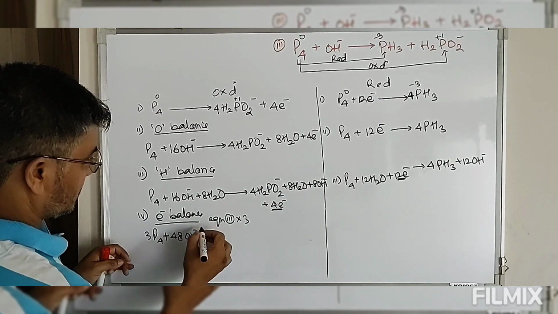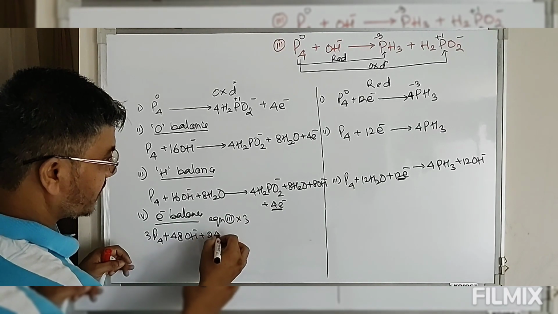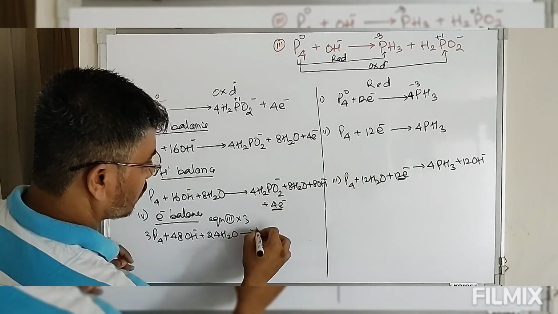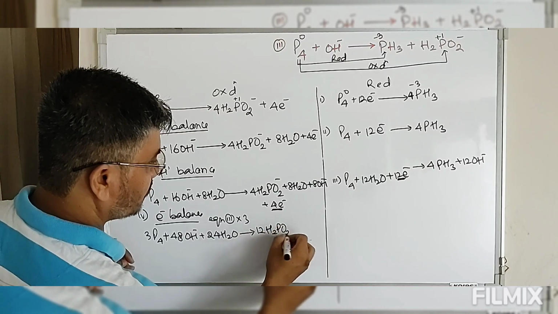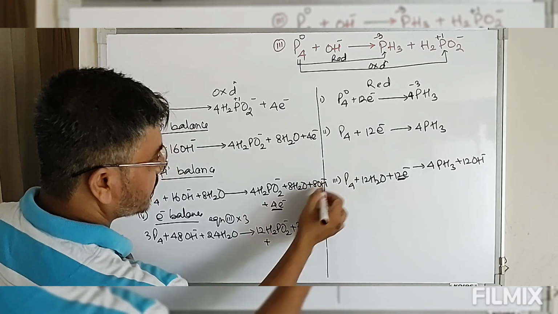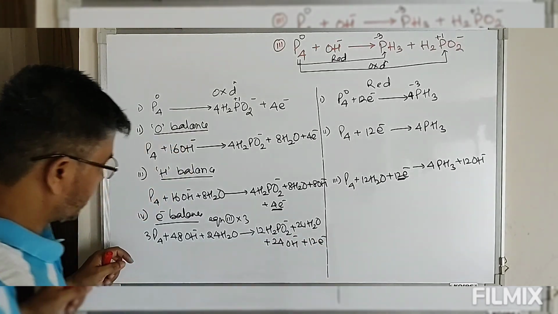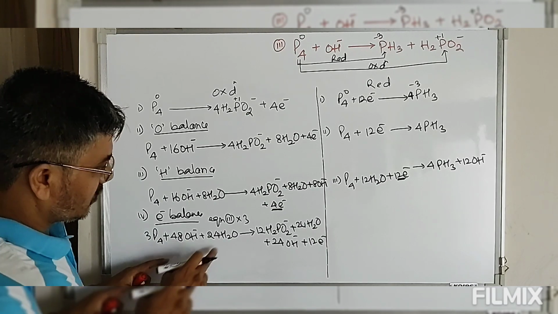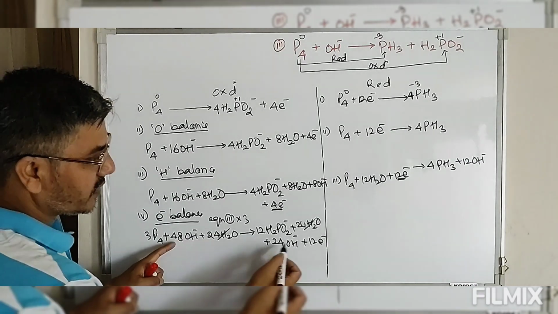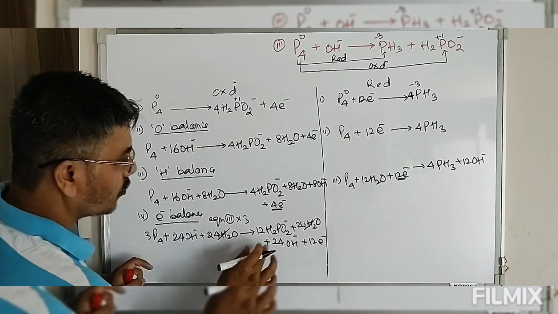Plus 3 into 8, 24 H2O. 3 into 4, 12 H2PO2⁻. 3 into 8, 24 H2O. 3 into 8, 24 OH⁻. 3 into 4, 12 electrons. Now look at this. We have 24 water and 24 water, we can just cancel out. 48 OH⁻ and 24, so how many are left? 24 is left. So we can just write down 24 OH⁻ here.